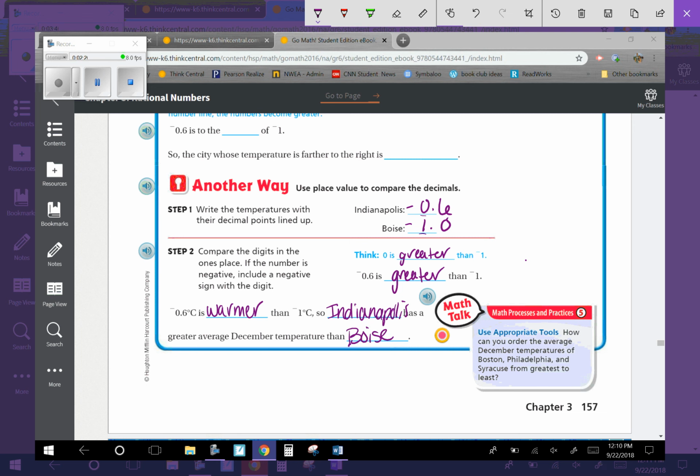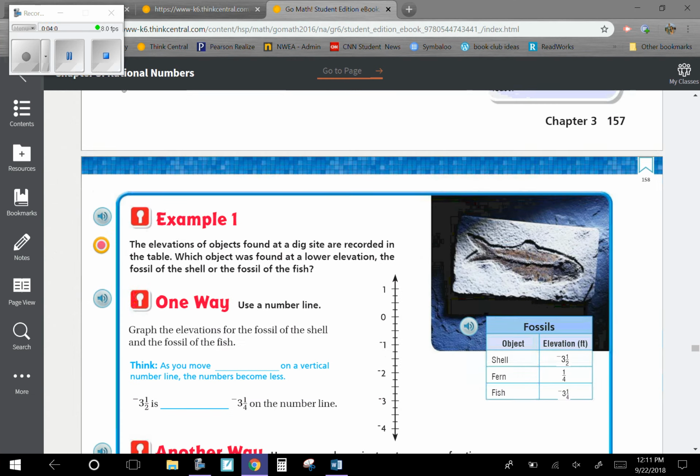So it's kind of the opposite. Well, it is the opposite of what it would be in positive. So with positive numbers, 1 is greater than 6/10. So when you're negative, that 1 is further away from the 0 to the left, which makes it less. So let's look at the examples.